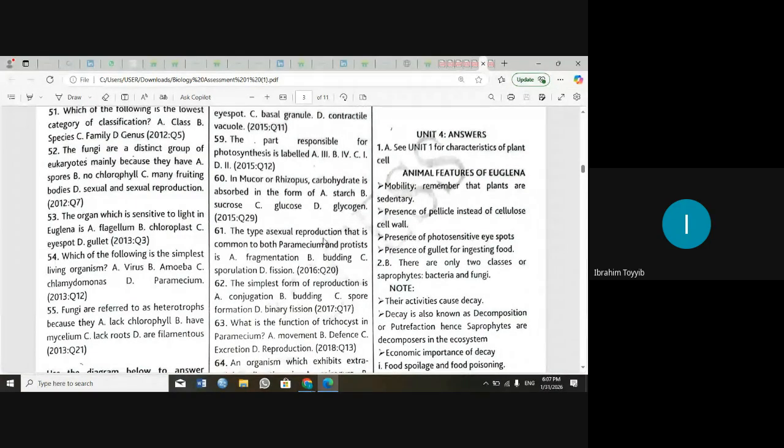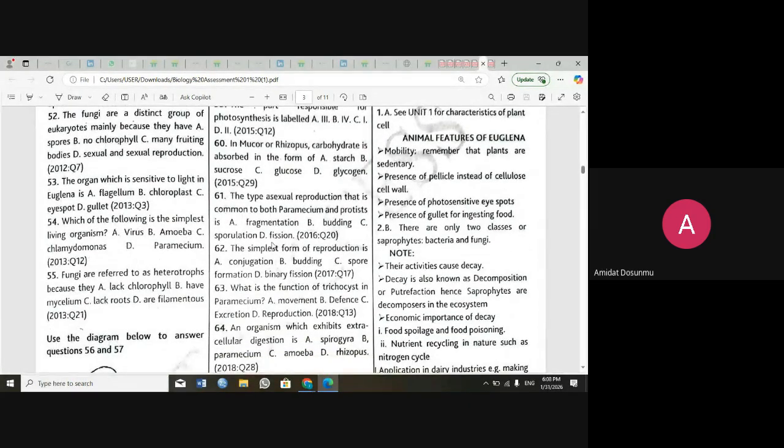The type of asexual reproduction that is common to both Paramecium and Amoeba is what? Binary fission. They did not put binary, they just put fission.